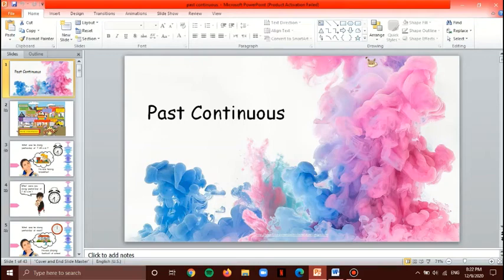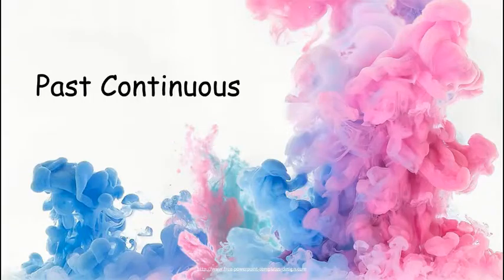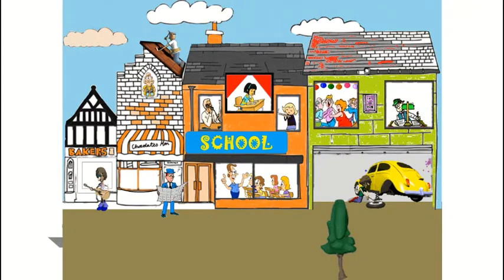For example, this week we're going to take the past continuous. It's actually very easy. Now let's start together. Now here let's see what's happening in front of us. As you can see, this is a village. A lot of people are doing many different actions.